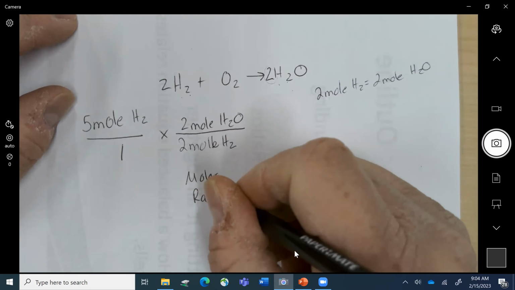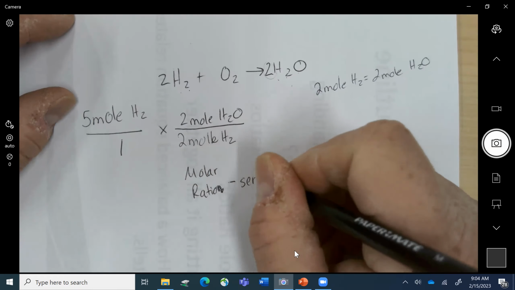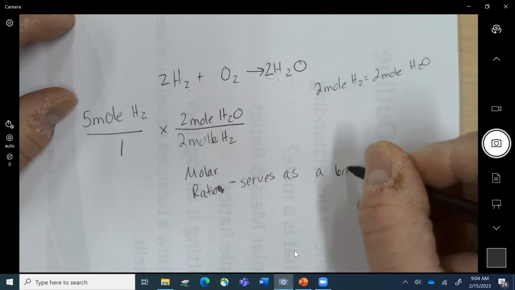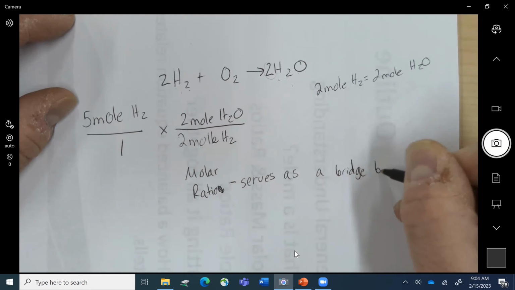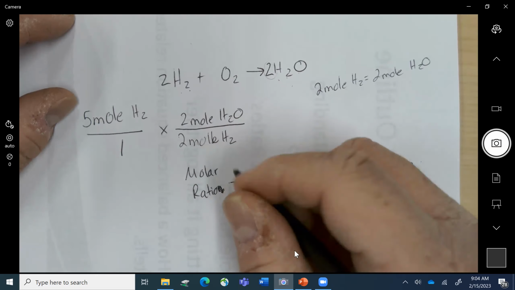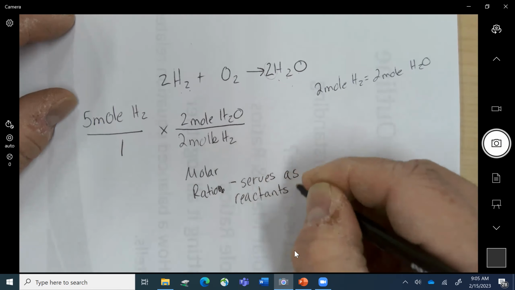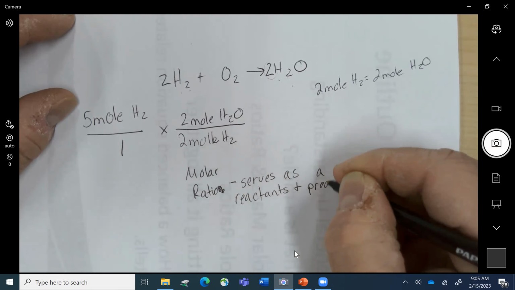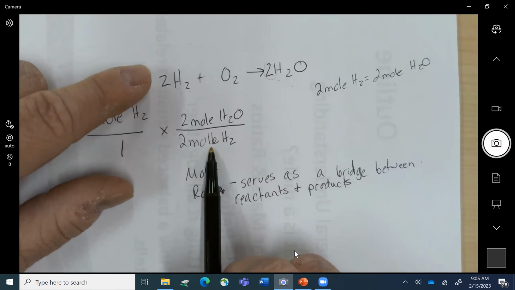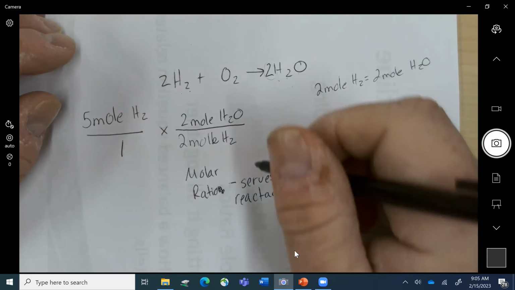Not ratio, molar ratio. And this serves as a bridge between reactants and products. Because this comes from the chemical equation and it allows you to switch to any one of these to figure out how many you need, okay?